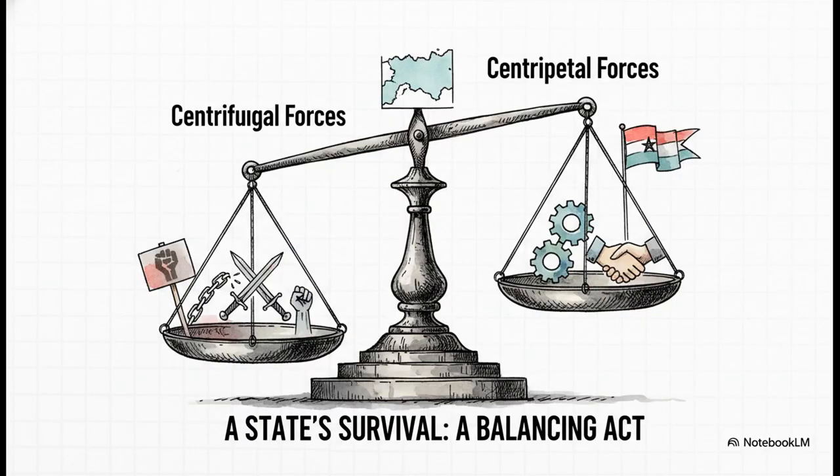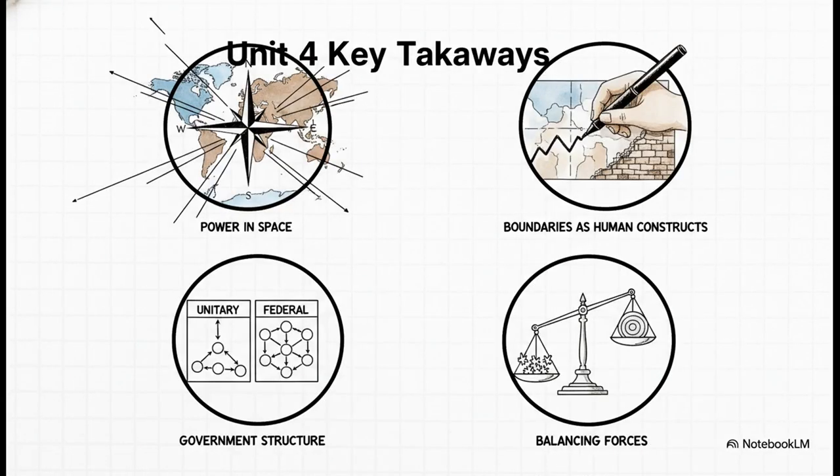In the end, it's all a balancing act. You can think of every state as a scale. On one side are the forces trying to tear it apart, and on the other are the forces holding it together. As long as the unifying forces are stronger, the state survives. But if that scale tips too far in the other direction, the state is in real danger of collapsing. Okay, let's wrap this up.